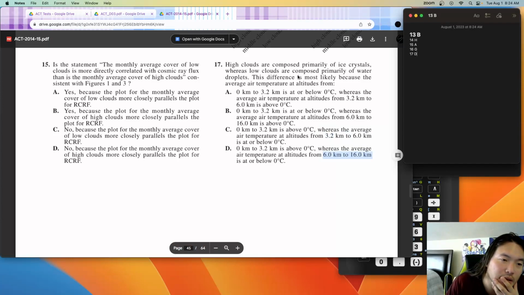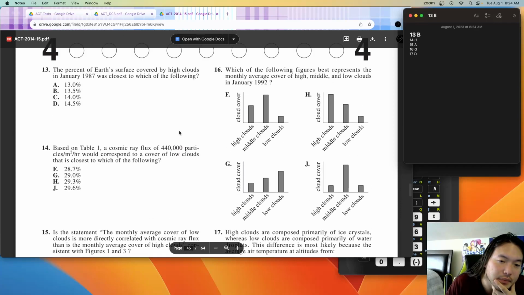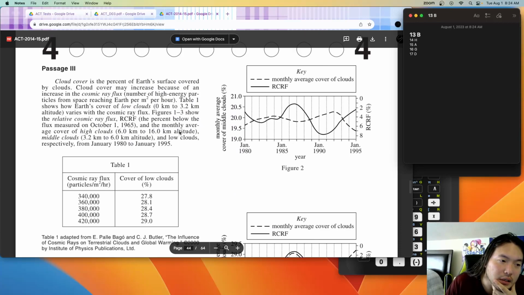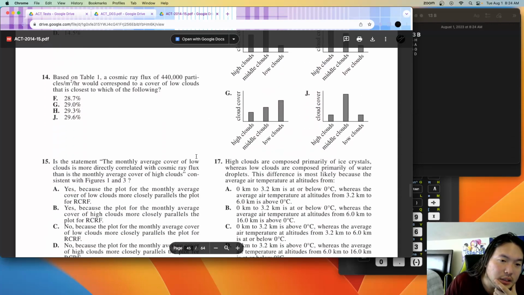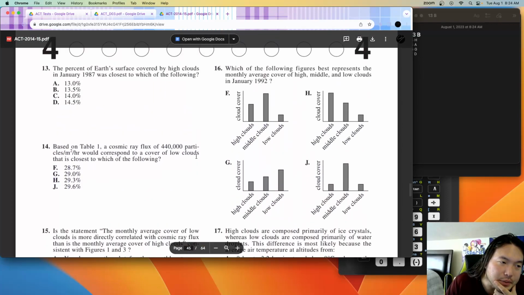So we're talking about high clouds versus low clouds. I'm pretty sure high clouds start at 6 kilometers. High clouds start at 6 kilometers, exactly. It's right here. I feel like that was pretty simple.